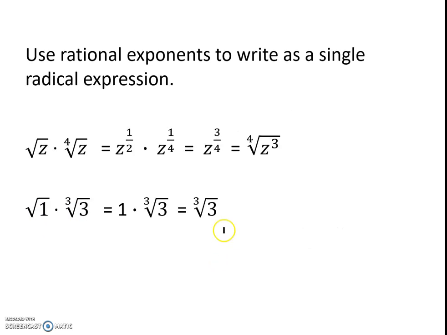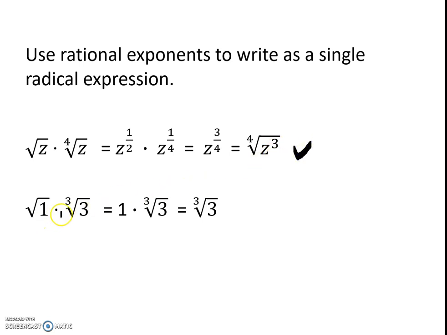Use the rational exponents to write as a single radical expression. We have the square root of z times the fourth root of z, which is z to the 1/2 times z to the 1/4. And again, z to the 1/2 can be written as 2/4. We add exponents and we have z to the 3/4. Writing it as a single radical expression, we know the denominator is the root. So we have the fourth root of z cubed for an answer.